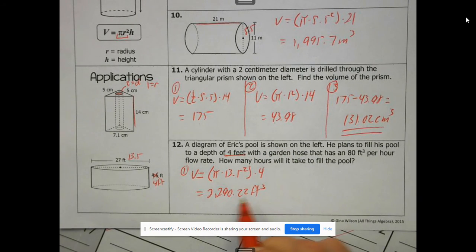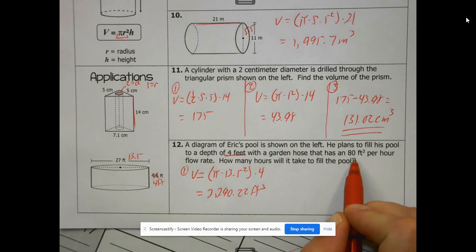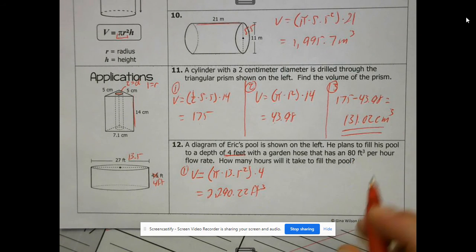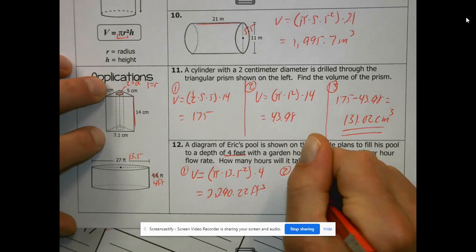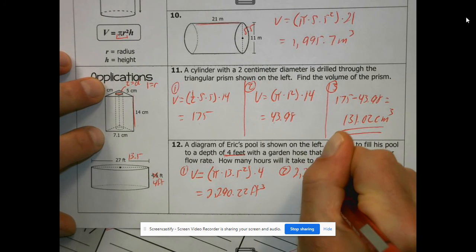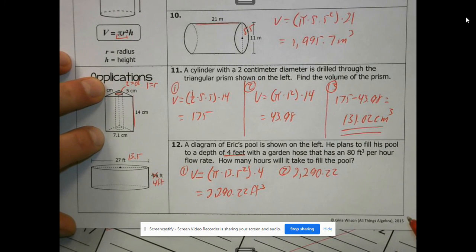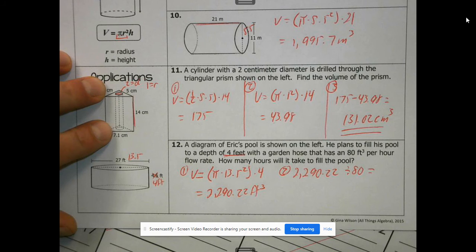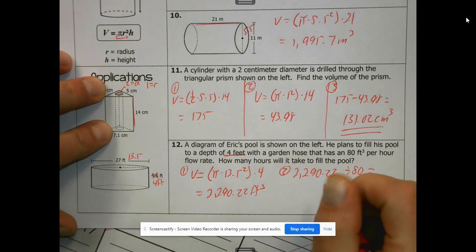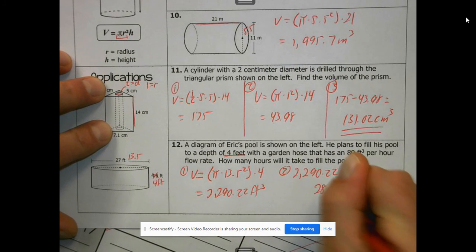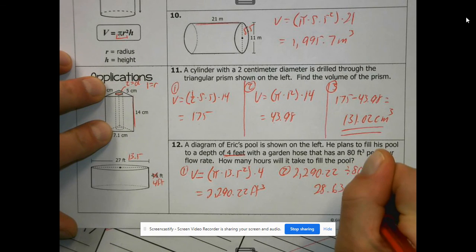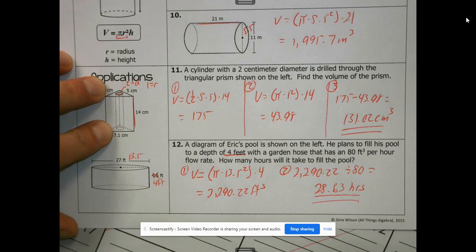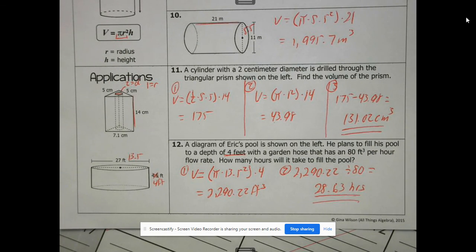All right. It can fill at 80 cubic feet per hour. So step 2, take the total volume, 2,290.22. Divide that at the flow rate, which is 80. That will give you how many hours it's going to take. If you type that in, it's going to take a long time. 28.63 hours. Not very efficient. And your water bill is going to be very high. That's it for prisms and cylinders.